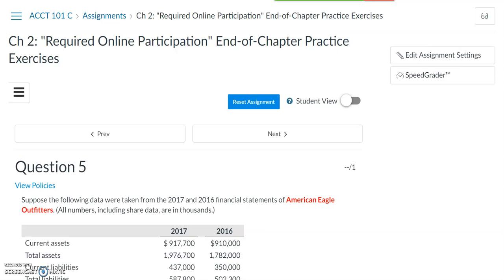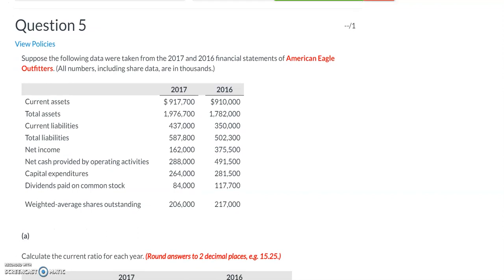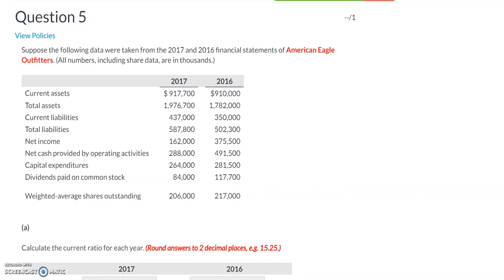Hello Accounting 101 students. In this video, we are going to go over how to compute ratios using the Chapter 2 end of chapter practice exercise, question number 5. The reason why we compute ratios is to compare the financial amounts for one company to another company or from one year to another year to assess how a company is performing.